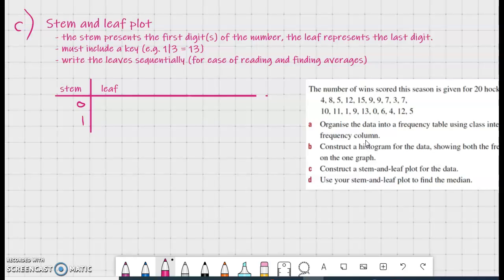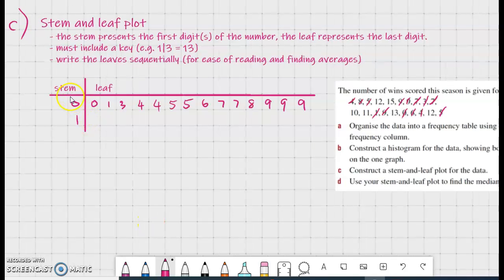So I'll start it off, first number is 0, so I'll put a 0, that's my first leaf. I've done that one. Second lowest number is 1. I'm going to pop that there and get rid of that. The third lowest number is 3, so cross that out, and so on and so forth. Okay, so there's my first stem and all of its leaves, and you can see that I've not left any numbers under 10 over here.